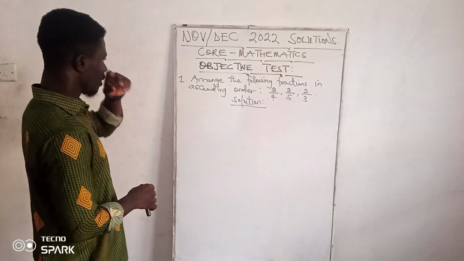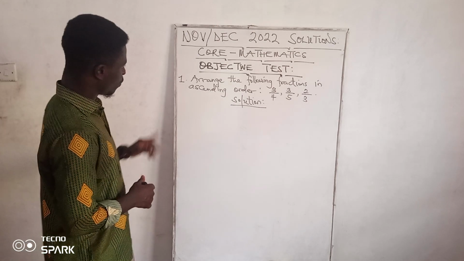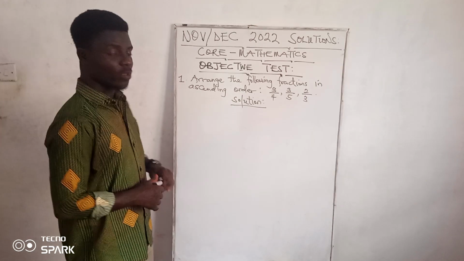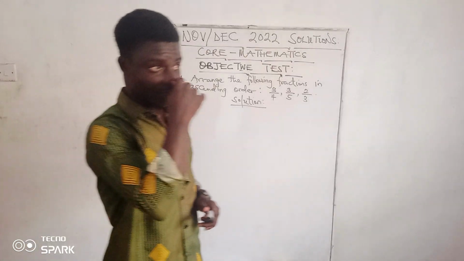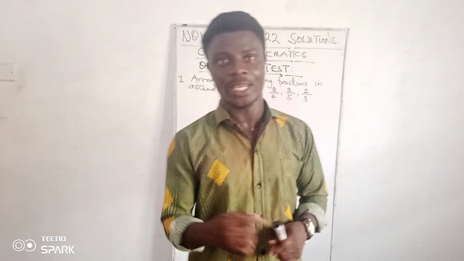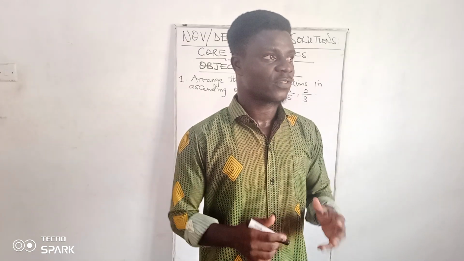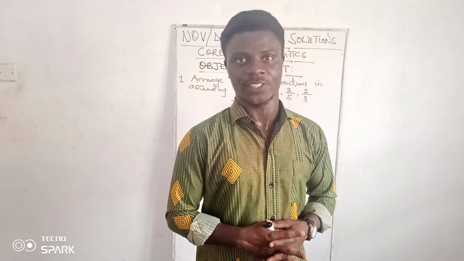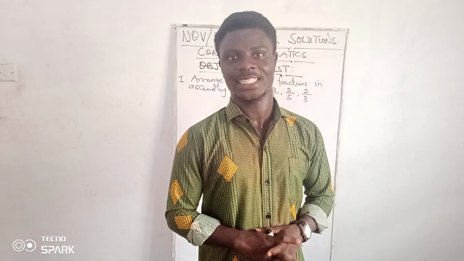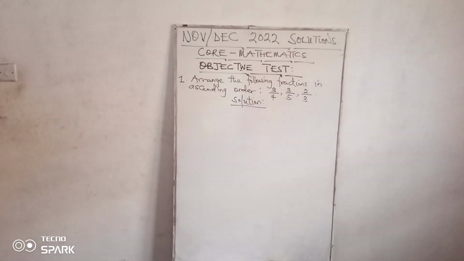So now we are starting with the objective test, which says question one: arrange the following fractions in ascending order. So I'll be solving the first 10 questions, till the time we get to the 50th question, right? There are 50 questions for the general mathematics if you are in S.H.S. If you're about to write WASSCE, you have to solve 50 objective questions. So let's begin.